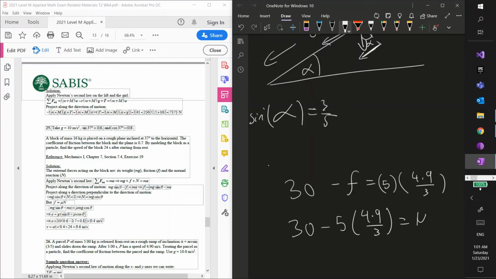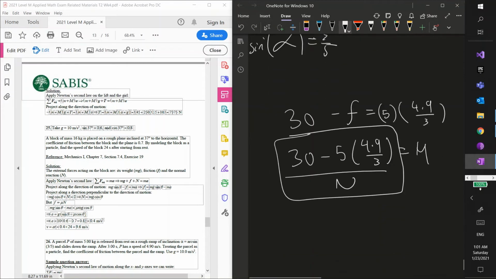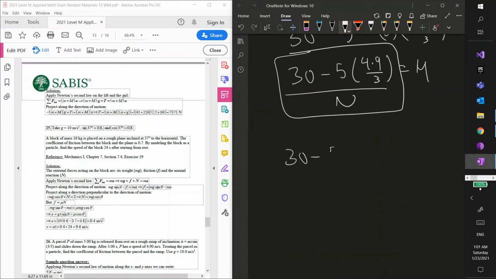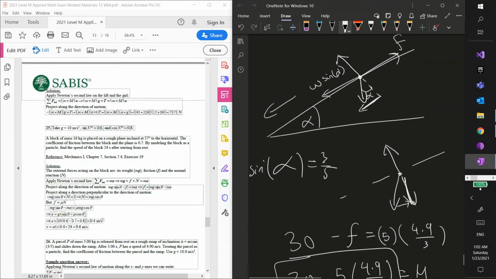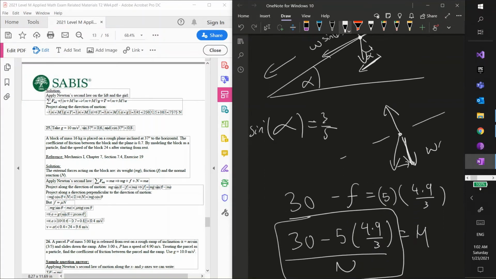But we know that the friction is just mu multiplied by the normal. So mu is this. So we just need to find the normal now. 30 minus 5 into 4.9 over 3, over the normal. What's the normal force? Go back to this diagram again. You have this object, you have this, and you have this, the vertical component. So it's going to be W cosine of the angle alpha.